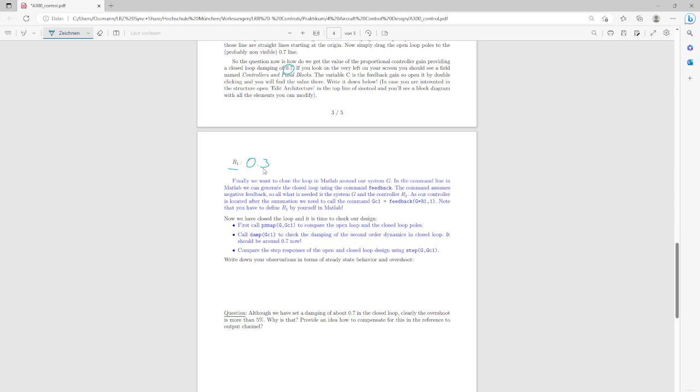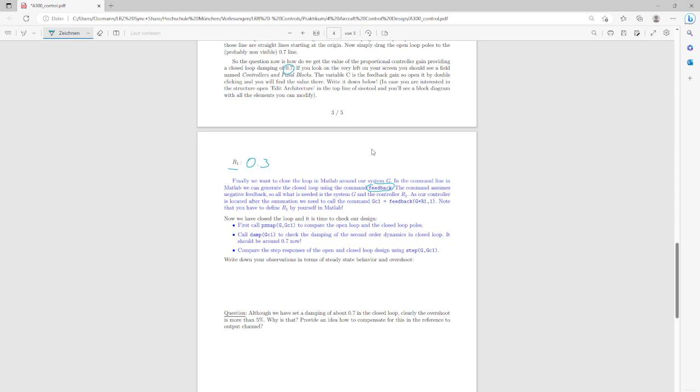Okay. So the question is now, do we trust ourselves or not? Well, it's always better to double check. And this is asked here. Finally, we want to close the loop in Matlab around our system, now in the command line, not in the SISO tool. In the Matlab command line, we can generate the closed loop using the so-called feedback command. The command assumes negative feedback. So all we need is our system G and the controller R1. As your controller is located after the summation, you need to call the command like this.